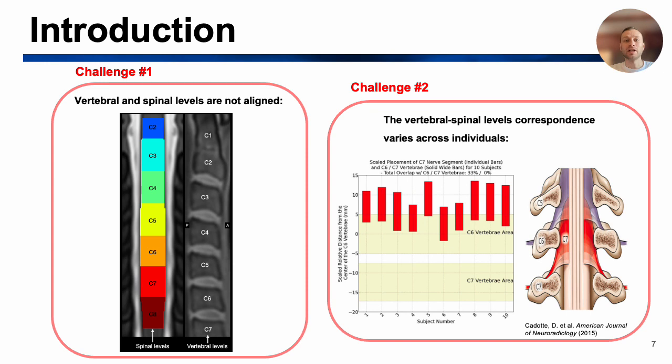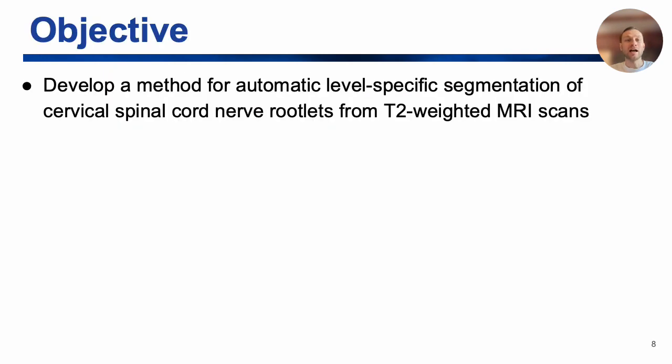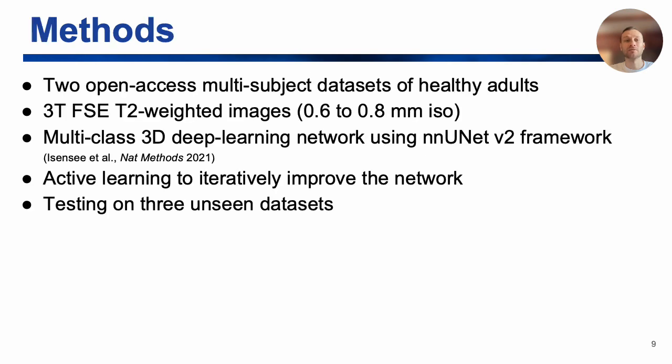For example, Cadotte et al. showed in their study that the position of the C7 spinal level varies relative to the position of the C6 vertebral body across individuals. Our objective was as follows: develop a method for automatic, level-specific segmentation of cervical spinal cord nerve rootlets from T2-weighted MRI scans.